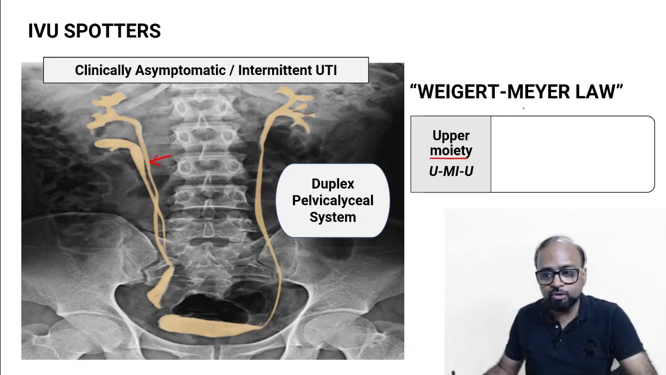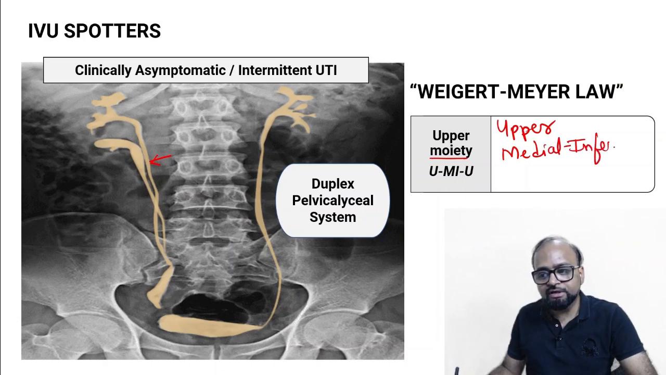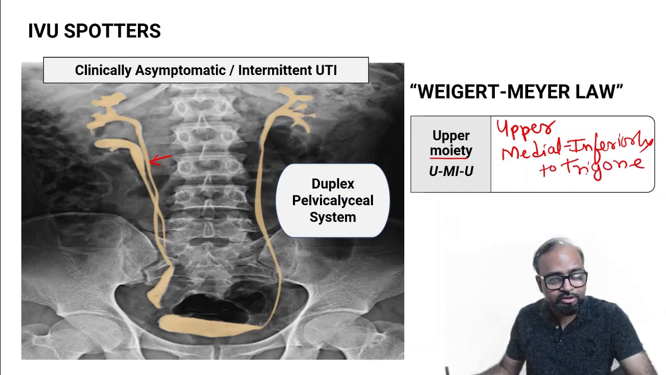remember it U, me, U. So U stands for upper. It is inserted where? It is inserted more medially and inferiorly to the trigone of the urinary bladder. So it is inserted more medially and inferiorly to the trigone in the urinary bladder, and the second U means it is more predisposed to the development of ureterocele.